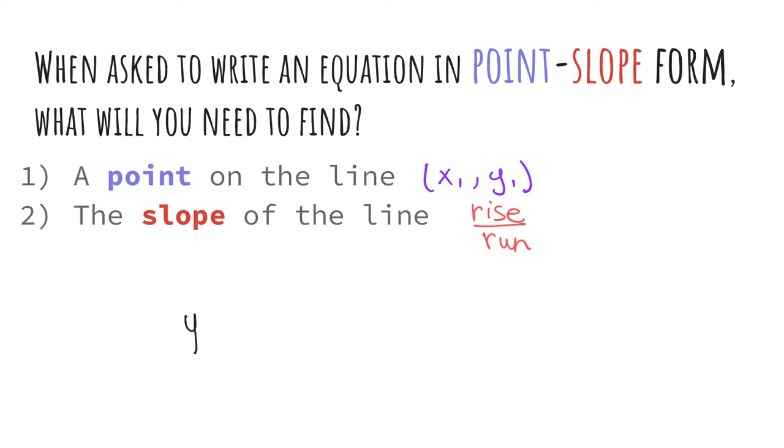And to remind us, we are usually using the modified point-slope form: y equals the slope, times x minus the x value, plus the y value of that ordered pair.